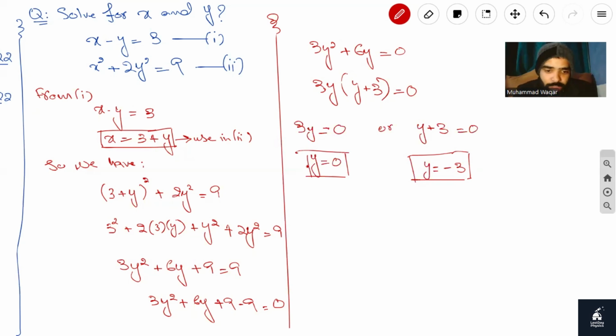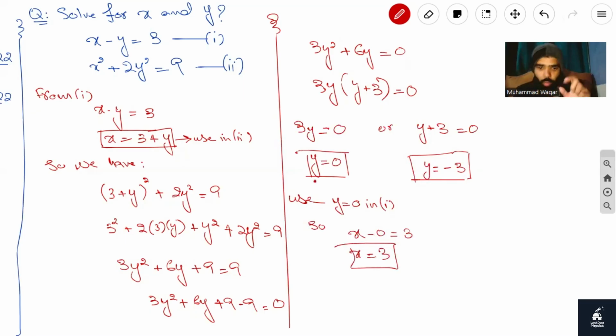So we will use these two values of y in equation 1. So first, use y equals 0 in 1. So what will be x? x minus 0 equals 3. Then x would be equal to 3. You get one solution set as x equals 3 and y equals 0, correct?